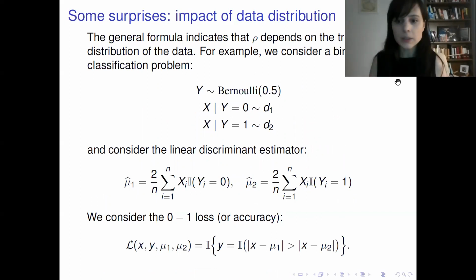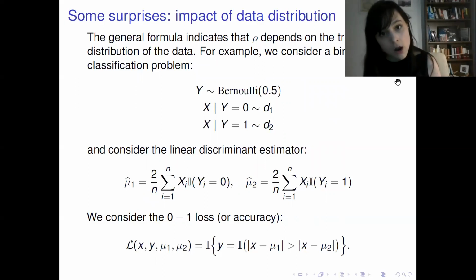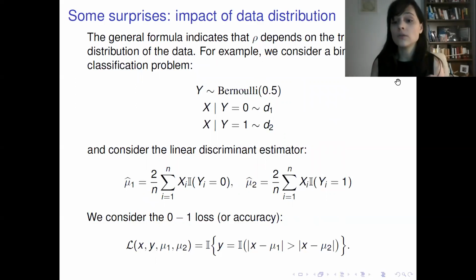When do we have rho equal to 0? When do we have rho being positive or negative? It doesn't depend only on the model. It also depends on the underlying distribution of the data I'm using to estimate things. So, a very simple example here: I'm doing classification. Each observation is going to be drawn in the following way. With probability 1/2, X is going to be drawn from one distribution D1 and with probability 1/2 from a distribution D2. I'm doing binary classification by simply doing LDA, and the loss I'm considering is a simple 0-1 loss.